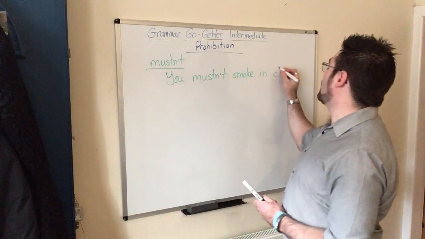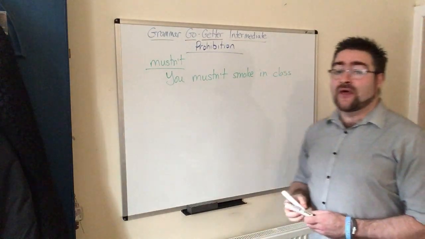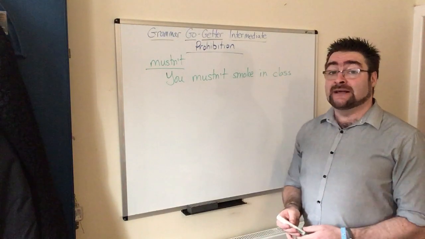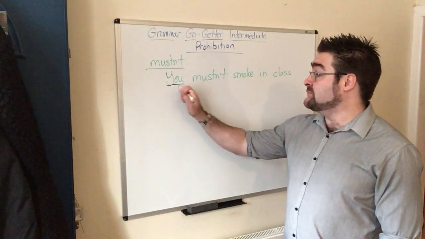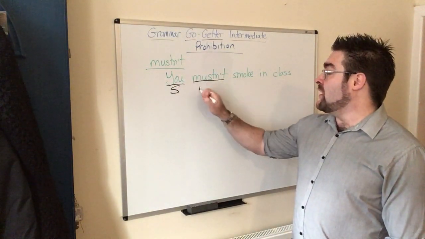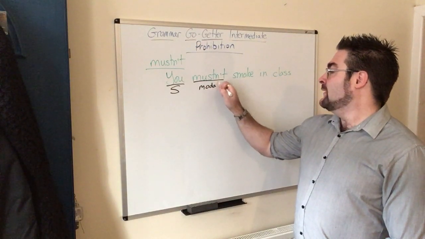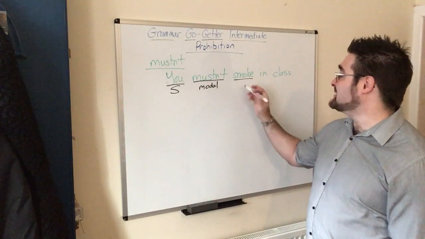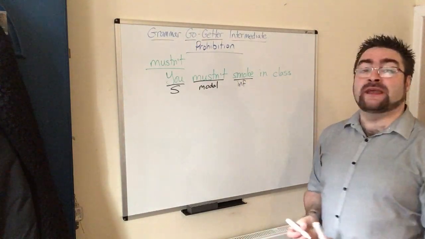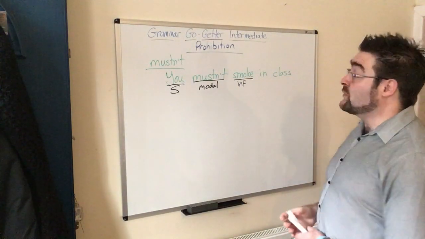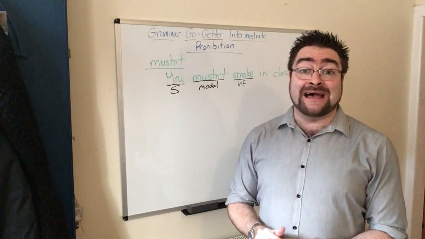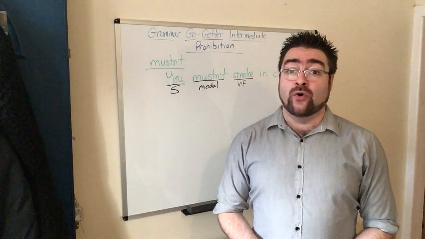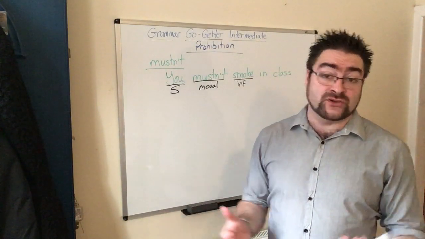Now this is one I used before, and this is usually one that I use to help students understand, and that is, you mustn't smoke in class. Remember that we've got our subject, then we've got our modal verb, and then we have, by now you should be telling me that we have the infinitive. If you smoke in class, then something bad will happen as a result. You will be asked to leave the class, or possibly they will make you pay a fine or something like that.